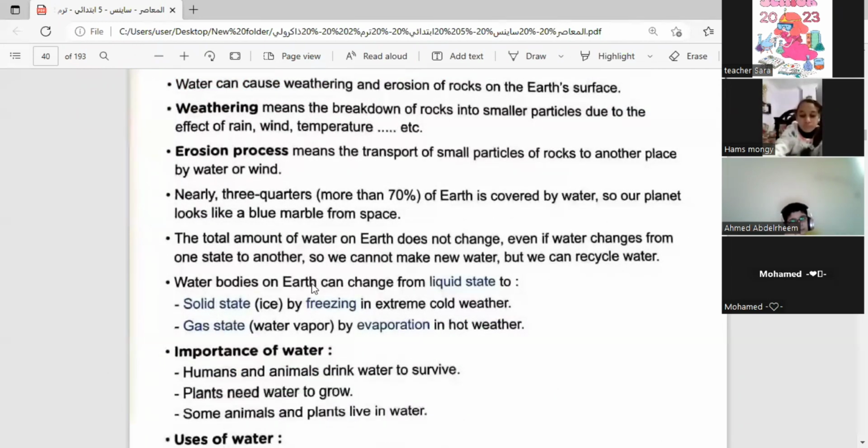Water bodies on Earth can change from liquid state to solid state ice by freezing in extreme cold weather, like in the North Pole and South Pole. And also liquid state can change to gas state.